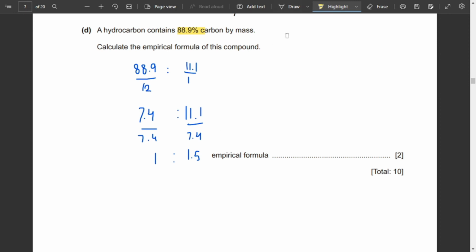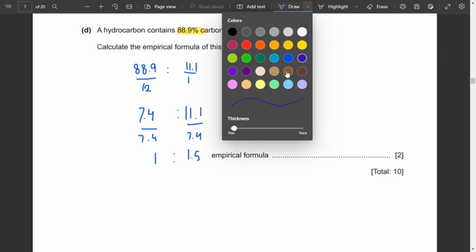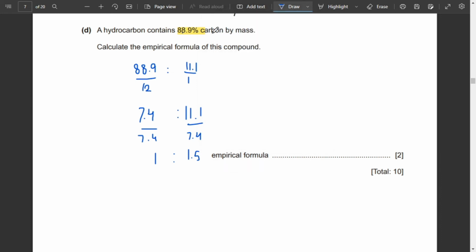But there are a few things that I haven't completed. So here we have 88.9, this is carbon. And since it's a hydrocarbon, it will of course have hydrogen too. How did I find it to be 11.1? Because the total percent means 100%, so 100 minus 88.9 will give us 11.1.